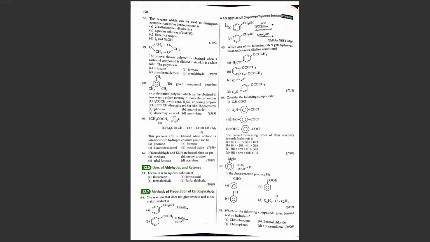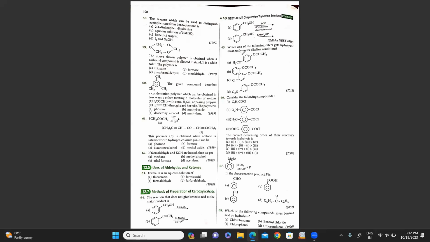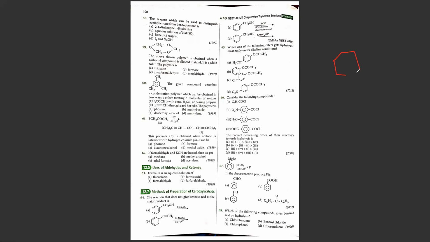So the 64th question. The reaction that does not give benzoic acid as the major product is. These are the four reactions wherein you have to see benzoic acid. So what is the structure of benzoic acid? Benzene with COOH. So this is the benzoic acid.